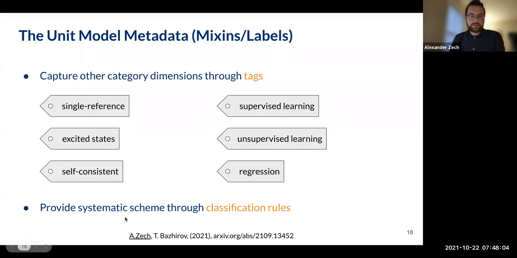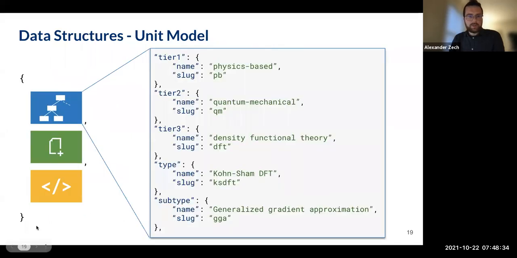And since categorization is a non-unique problem, there are different ways of categorizing. We devised classification rules in order to guide contributors how to add new models to this model tree. So this would be good guidance for newcomers. And maybe then we move to examples of the data structures.